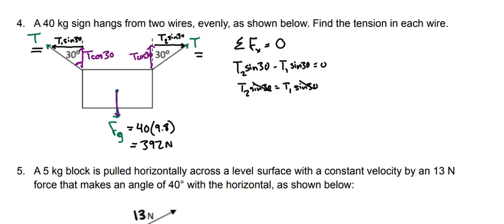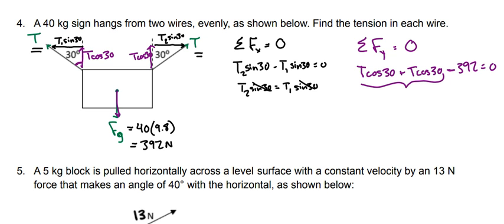So there's 3 forces in the up and down direction. Sum of the forces in the y equal to, what are they equal to? Well, as long as this thing's not crashing to the ground, they're equal to 0. So we've got pointing up, T cosine 30 plus T cosine 30, minus 392 equals 0. So I'm going to put these two together. That would make 2T cosine of 30, and they should be equal to 392.